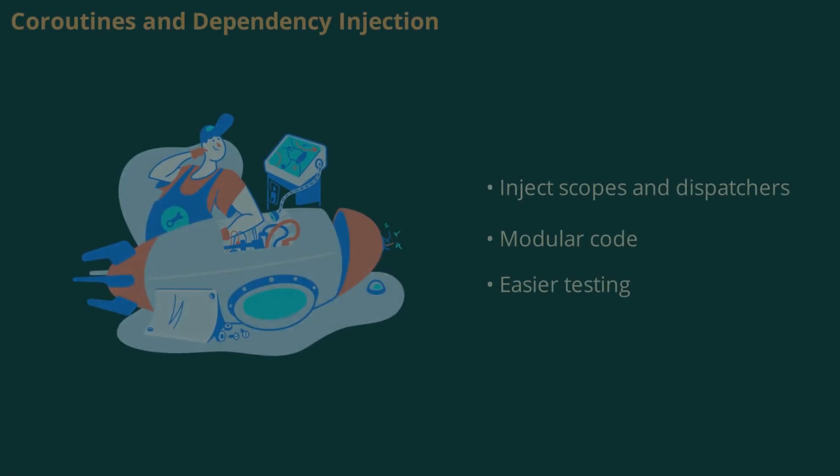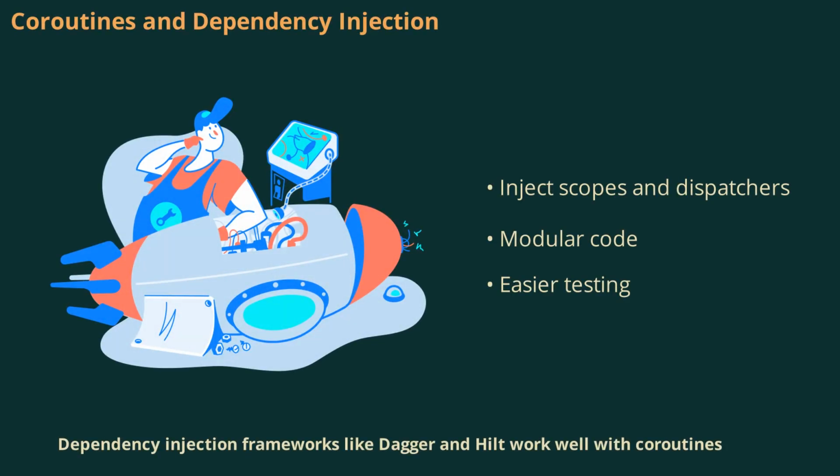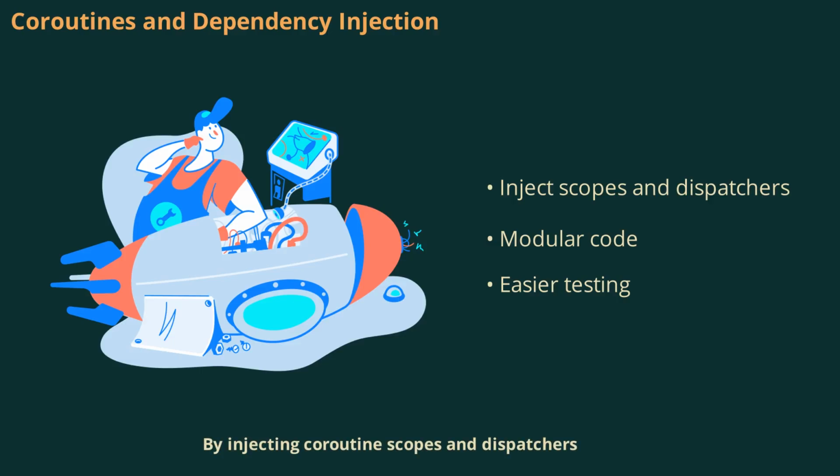Dependency injection frameworks like Dagger and Hilt work well with coroutines. By injecting coroutine scopes and dispatchers, you can keep your code modular and testable. This leads to cleaner architecture and easier maintenance as your app grows.